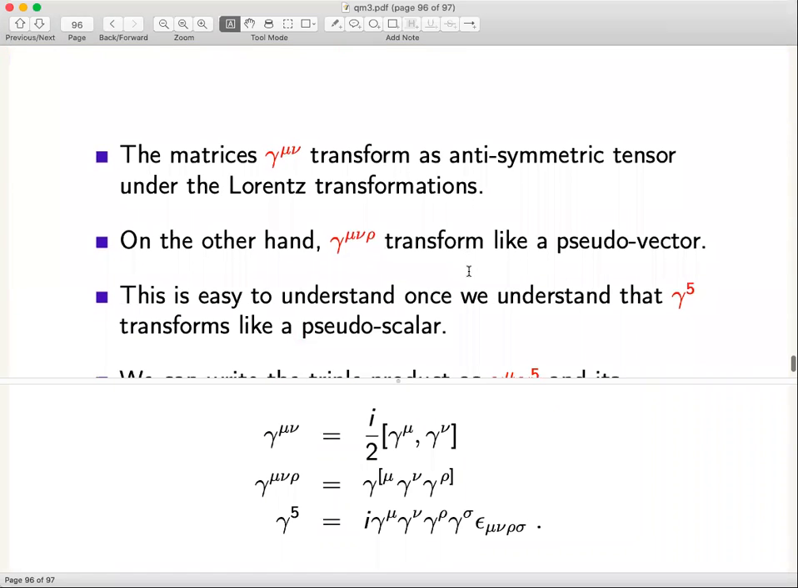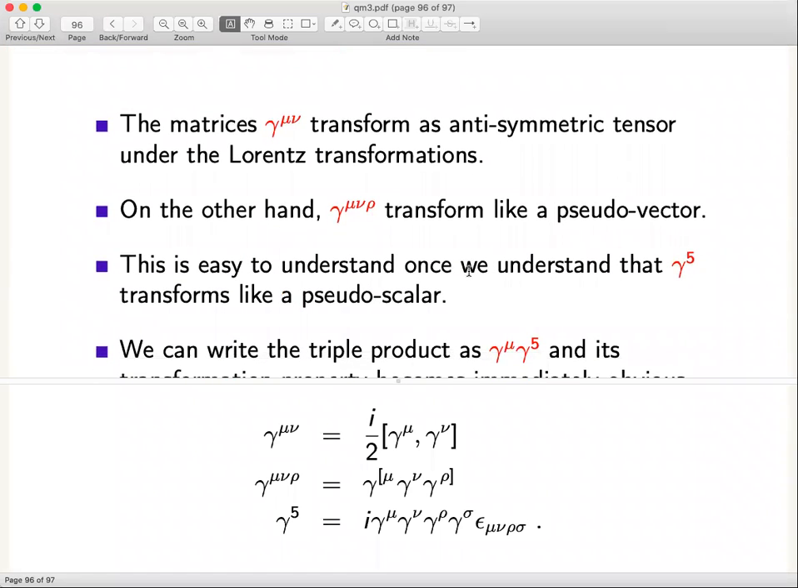So as I said, gamma mu transforms like a contravariant vector. One can check that gamma mu nu would transform like a second rank antisymmetric tensor, contravariant antisymmetric tensor with respect to Lorentz transformation. On the other hand, gamma mu nu rho, which can also be written as gamma mu gamma 5, would transform like what is called a pseudo vector. Okay, I'll explain it in a moment.